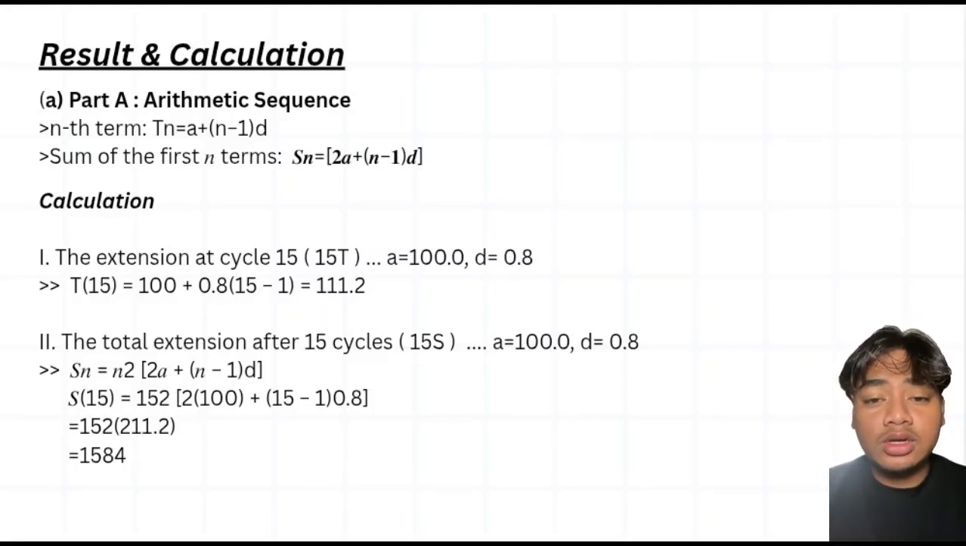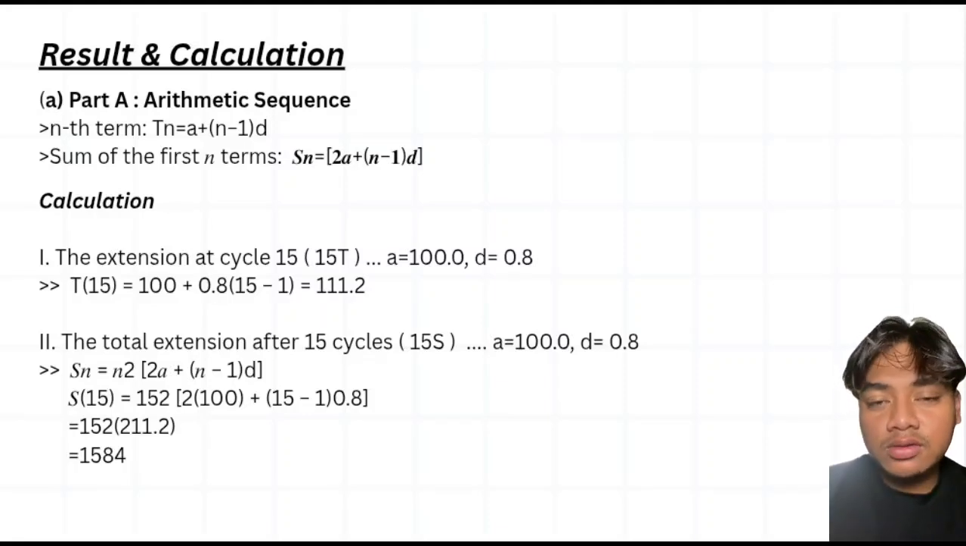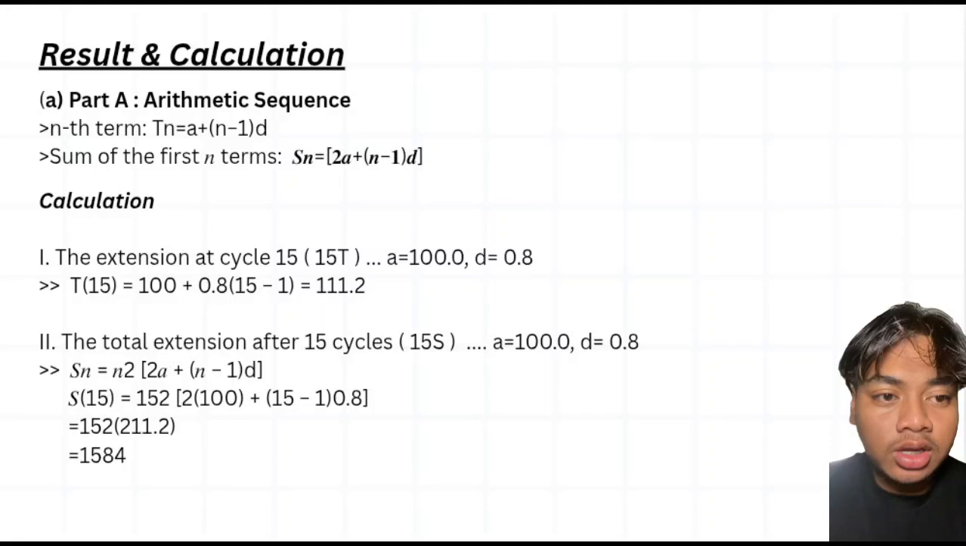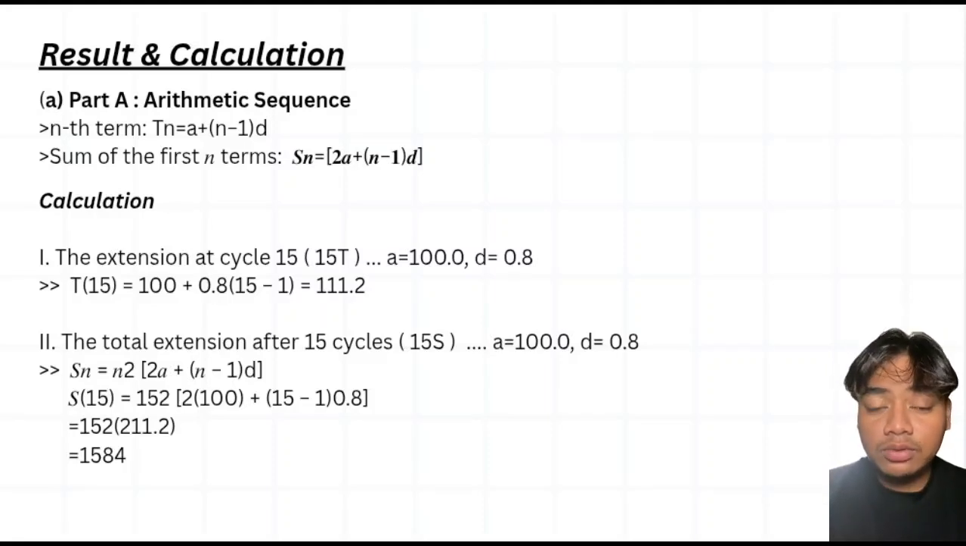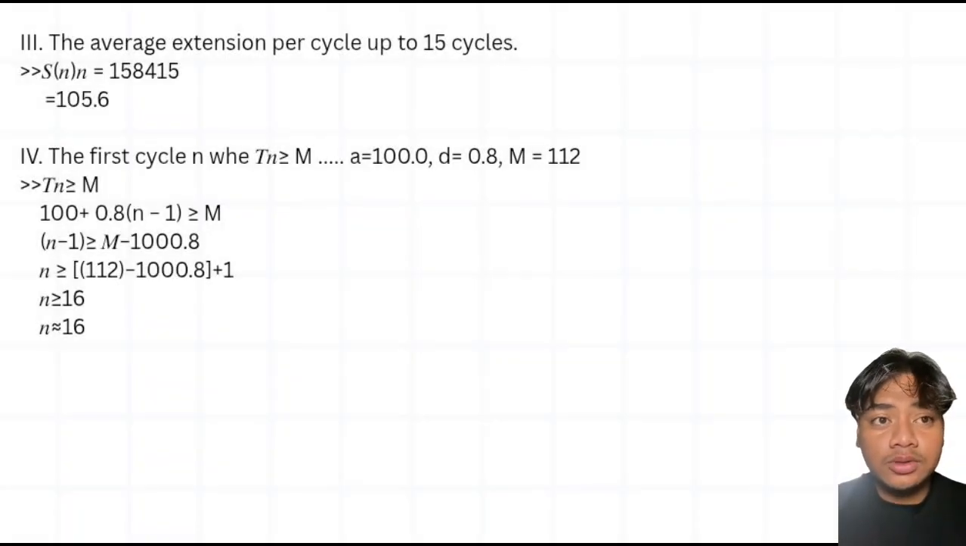By the other formula, the sum of the first n terms, Sn equals n over 2 times in bracket 2a plus in bracket n minus 1 times d. So we just put in the data given before, like S in bracket 15 equals 15 over 2 times 2 times 100, plus 15 minus 1, that's n minus 1, times the common difference 0.8. So it's 15 over 2 times 211.2. Therefore, the final answer will be 1584. Okay, then we move to the next question, number 3.